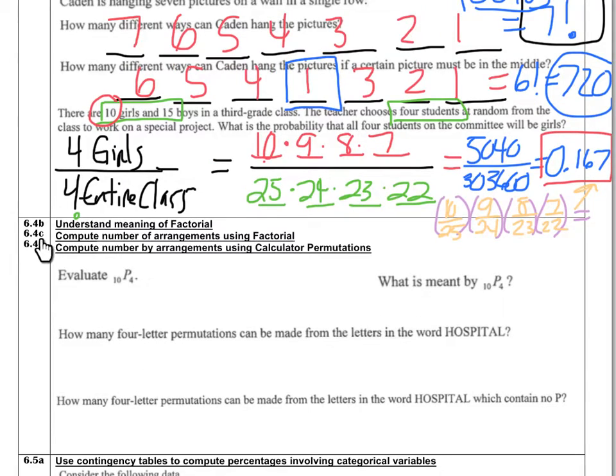6.4, B, C, and D are all grouped together because you can look at these problems in various ways. You need to understand the meaning of factorial, but you can also compute number rearrangements using factorial, or you can use the calculator permutation button. So let's first talk about evaluating what does 10 choose 4 mean. Now there's 3 different ways you can do this.